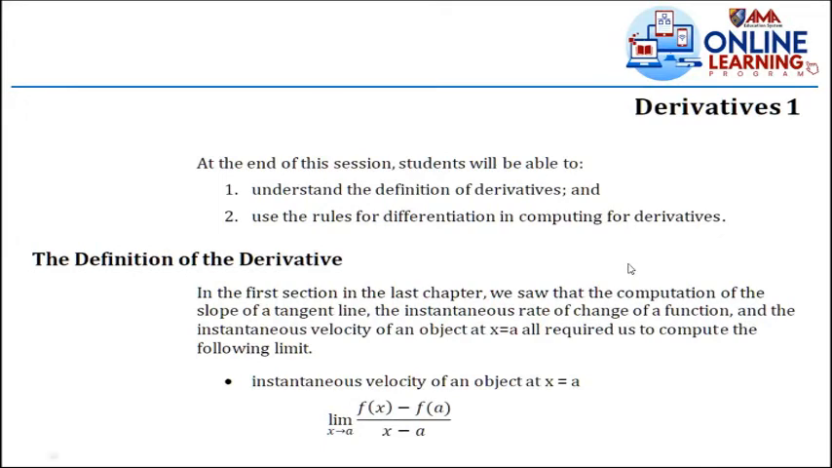So we have here the definition of the derivative. In the first section, the last chapter, we saw the computations of the slope of a tangent line, the instantaneous rate of change of a function, and the instantaneous velocity of an object at x equals a. All required us to compute the following limit. So the instantaneous velocity of an object at x equals a is equal to the limit of f of x minus f of a divided by x minus a as x approaches a.